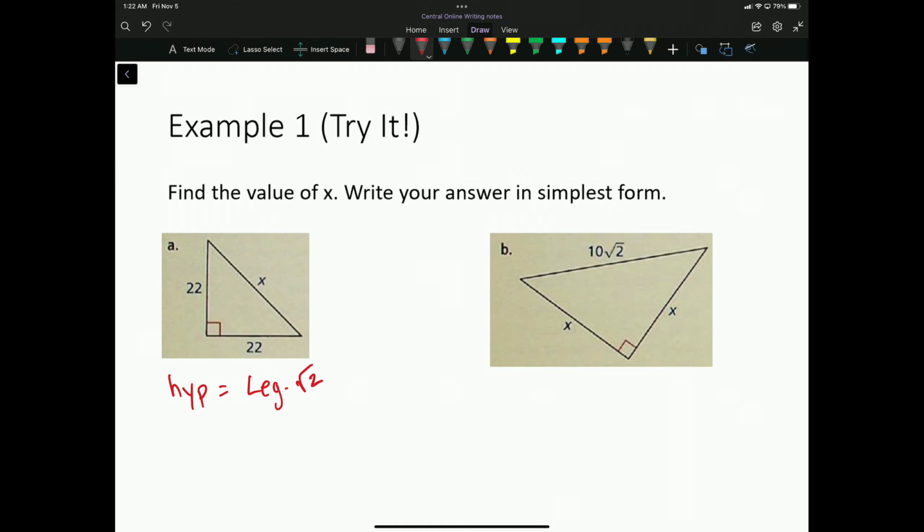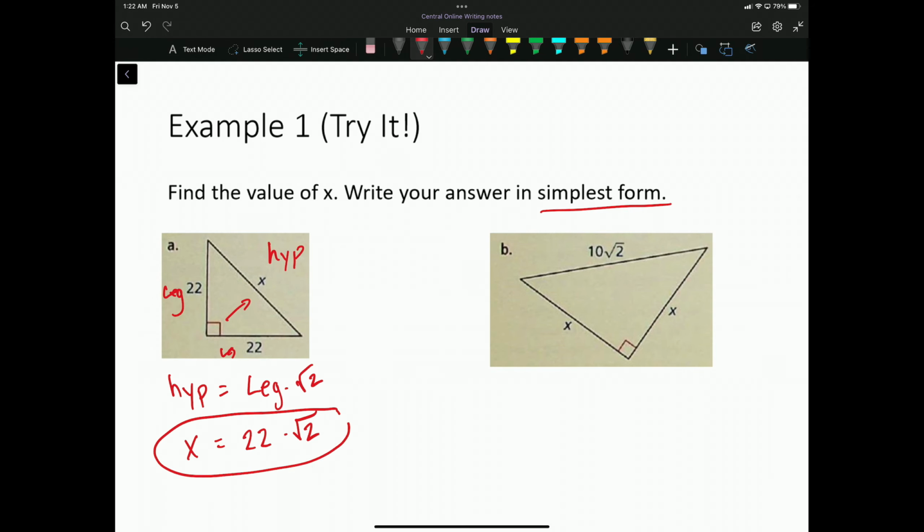All right, so my hypotenuse is the side opposite my 90-degree angle, and my legs are the two sides that are congruent. So we have our two legs here. All right, so my hypotenuse is x. My leg is 22. And we have our square root of 2, right? Remember, we're trying to write it in simplest form. So my answer is actually, we're done here. We're done at this point. We just take whatever our leg is and times that by the square root of 2.